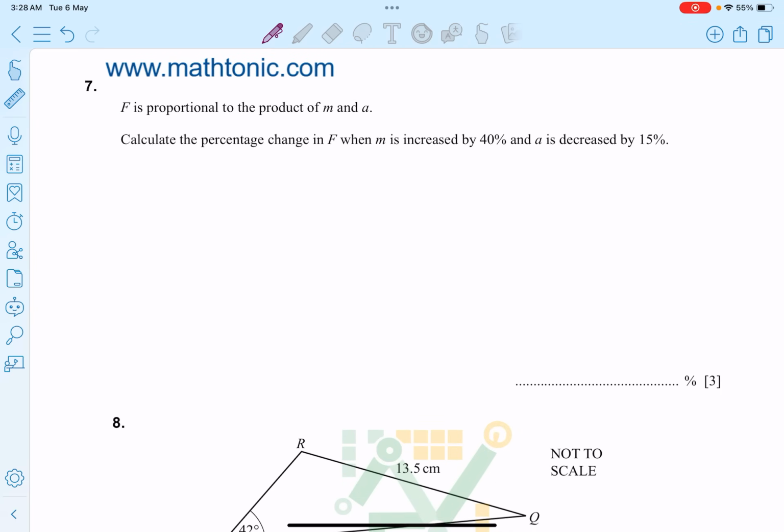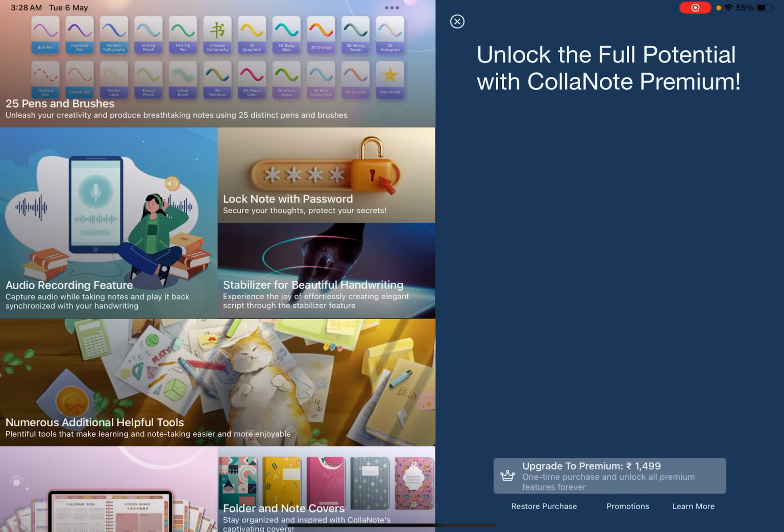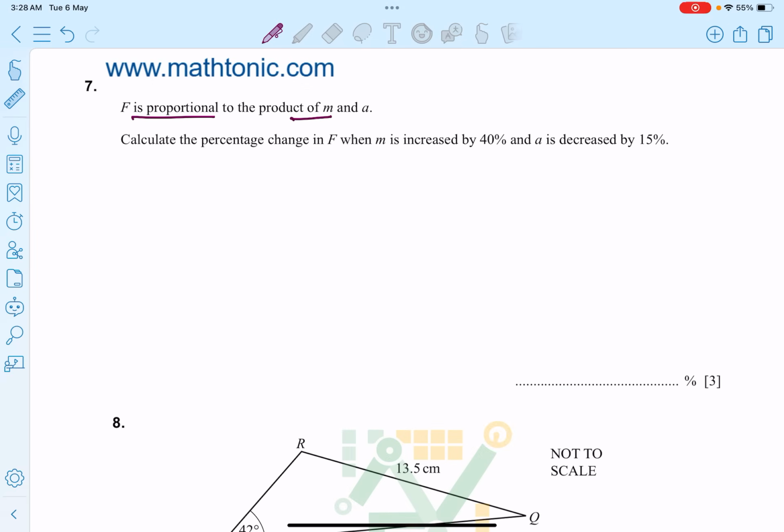Question number 7. F is the product of the mass m and a. So m can be anything, a can be anything. Basically it's about force equals to mass times acceleration, but okay. Now question is given that, so I can write down proportional to means what? Directly proportional, right? So I can write down f is directly proportional to m times a. This is the question given, right? So we know that if I remove this sign of proportionality, it will be k times m times a. Got it, everyone, clearly?